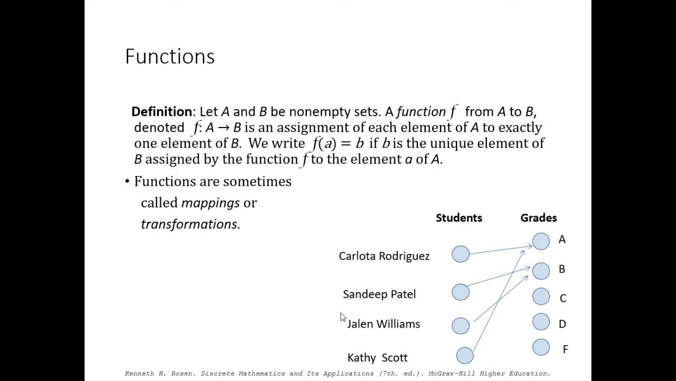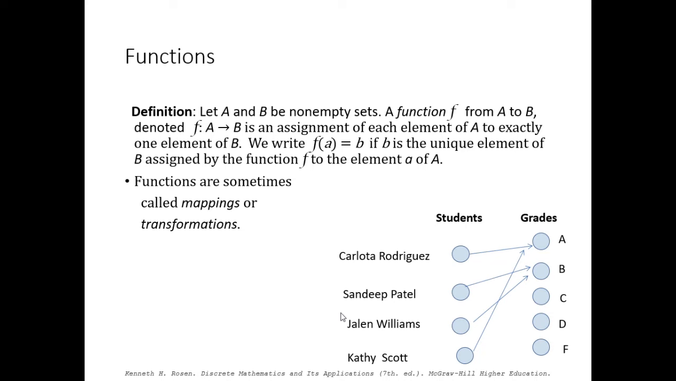So, a function is basically a mapping from set A to set B, or a mapping between the two sets A and B. We say that there exists a function f between the sets A and B if b is equal to f of a, and b is the unique element of B assigned by function f to an element of A. So it's a mapping between elements of set A and set B. Sometimes functions are also called transformations.